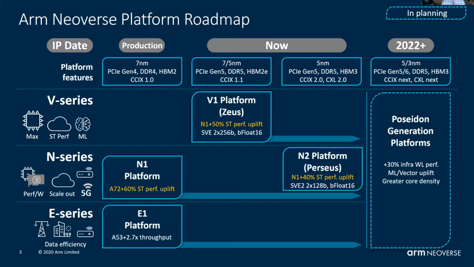So a quick word about ARM's CPU IP roadmap. Because we are fundamentally an intellectual property company, we're providing CPU designs to partners who then go and implement them. And the designs we provide fall into three basic classes, at least for the CPU cores intended for infrastructure. These are the V series, the N series, and the E series.